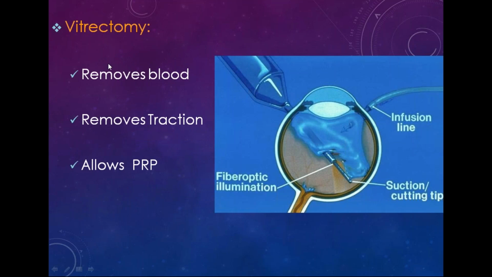Vitrectomy is indicated in patients with tractional retinal detachment. It consists of a fiber optic probe, a vitrector, and an infusion line. This is the infusion line. This is a fiber optic probe for illumination, and this is a cutting tip. So it removes the blood and the tractional bands, and it also allows PRP. There will be poor visibility due to the presence of blood and tractional bands. Once you remove them, you can do PRP, pan-retinal photocoagulation.